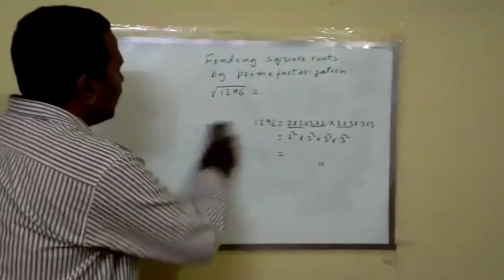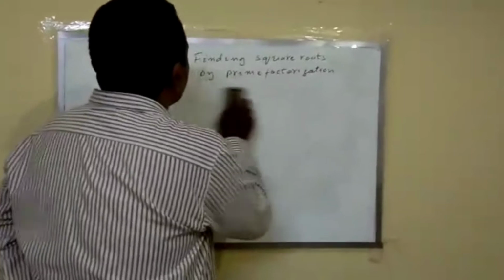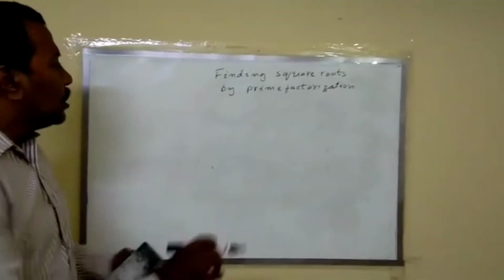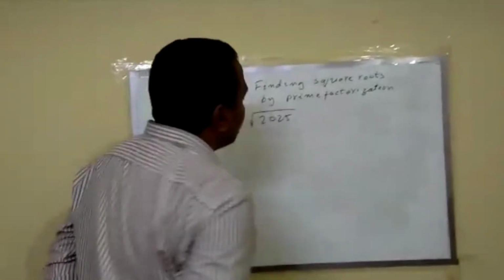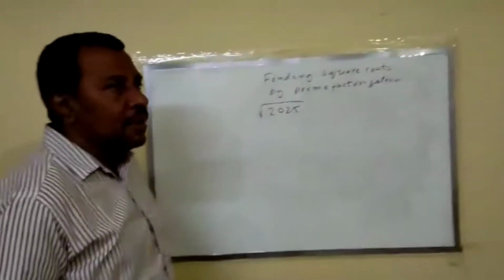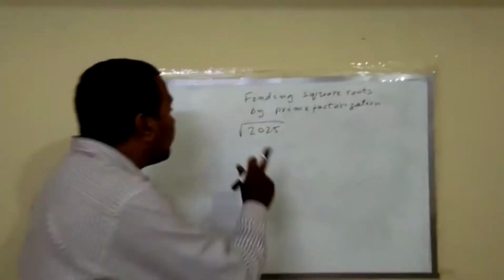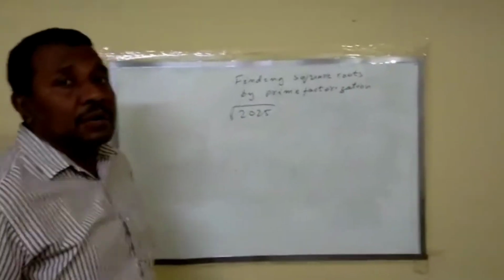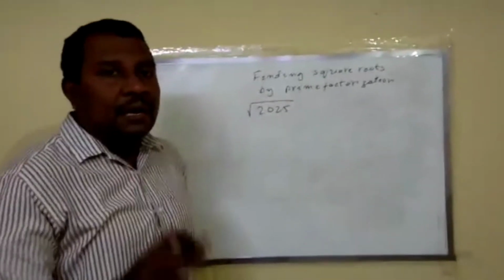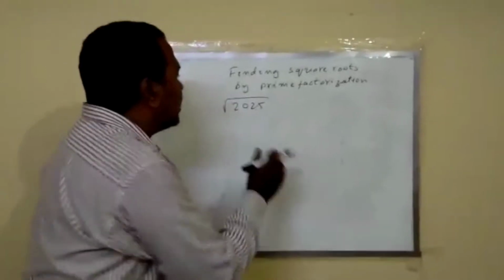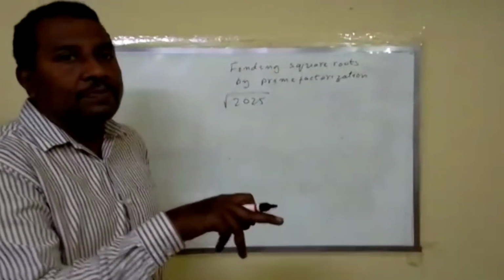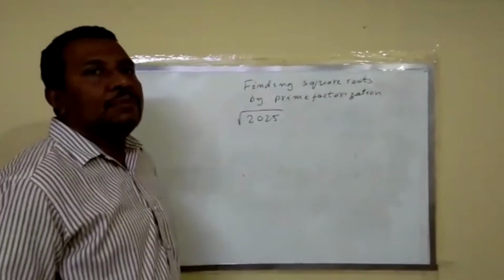We'll take one more example. 2025. How to find the square root of 2025? First of all, we have to check whether the given number is a square number or not. If it is not a square number, you won't get a rational number. So first of all, you have to check whether 2025 is a square number or not. Then only you will get a square root, which is a rational number.